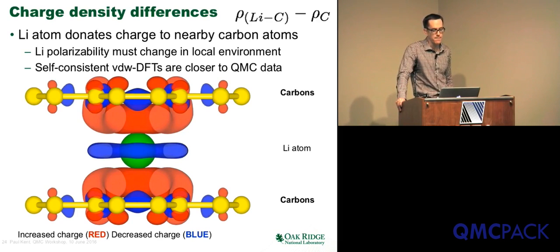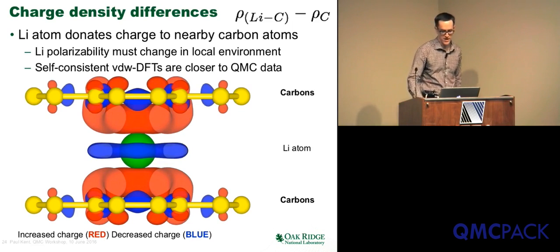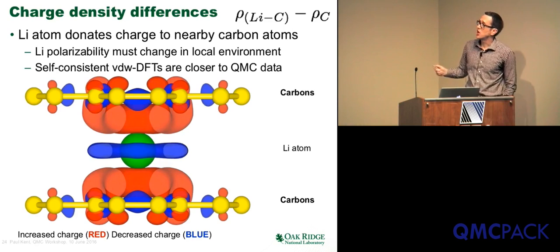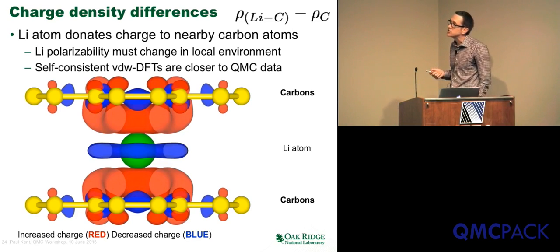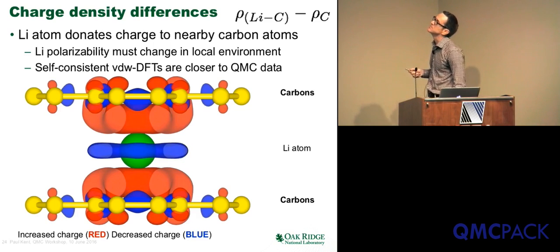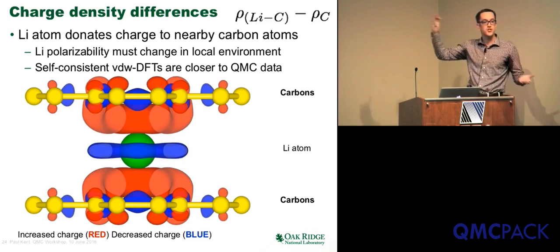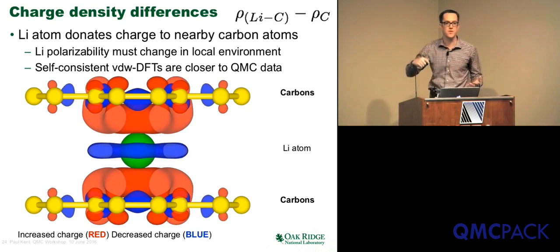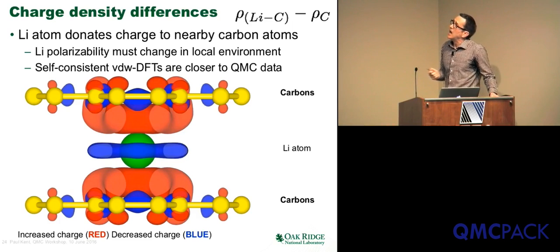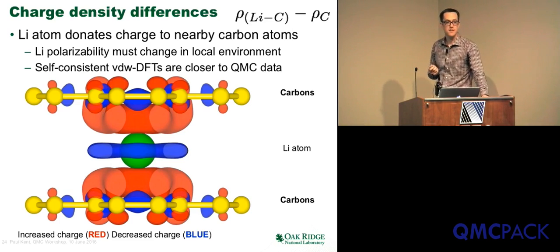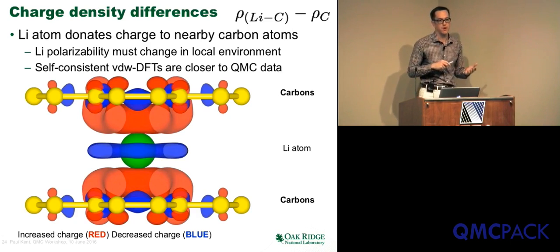So what's going on there? By looking at how the charge density was rearranged in the quantum Monte Carlo, there's actually a very simple explanation. This is a charge density difference where red is increased charge and blue is decreased. Our lithium is this big green atom here, and we see it's giving its charge to the lattice. That's obviously what happens when it's bound to the material. So the charge density here has changed, and that's something that's important to capture. It also means that the polarizability of this lithium atom is now going to be different because there's no charge there for the polarization.